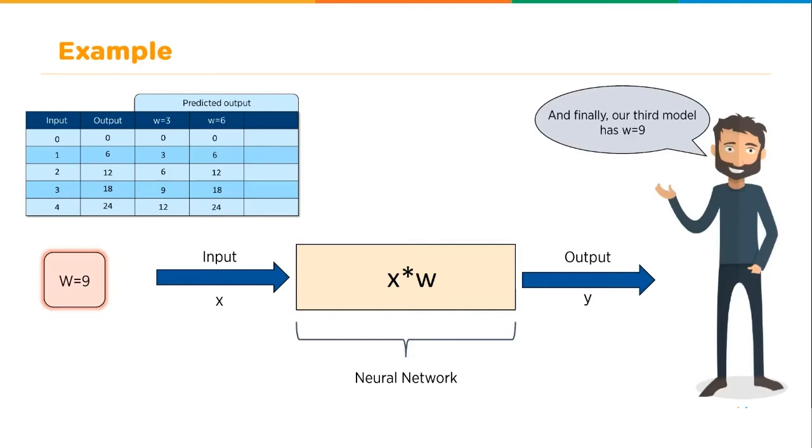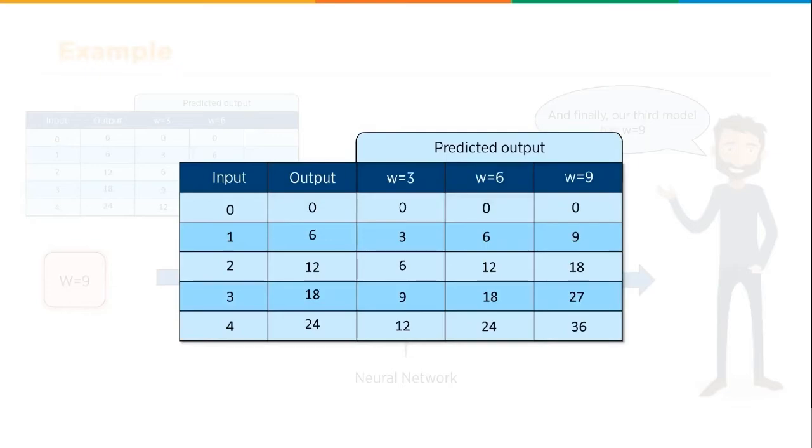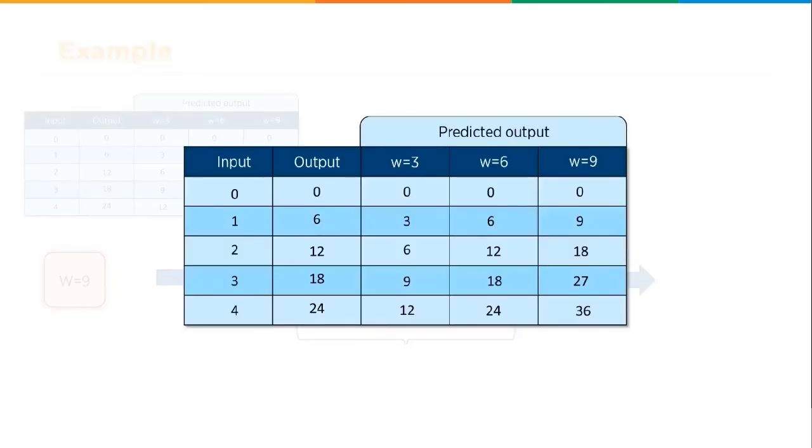In that manner, we end up with the correct answer, but we'll go ahead and put in a third model where W equals 9. This is one way of doing this, just guessing what W equals. You can see with W equals 9, we get the incorrect answers: 9, 18, 27, 36. We as humans can know just by taking a look at the data that our weight should be 6. But how does the machine come to this conclusion?